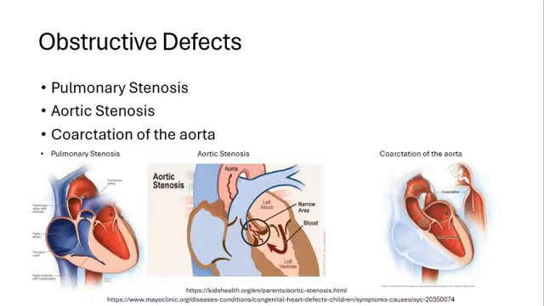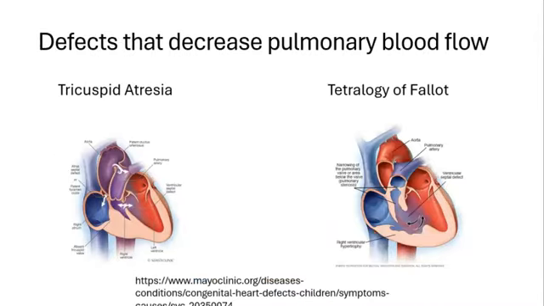Lastly, for an obstructive defect, we have coarctation of the aorta. And you see the aorta is a pretty big vessel. And if you have a coarctation, it's a narrowing of that big aorta. And blood can't flow as well to the lower body because of it. So what we'll see in these patients is high BP in the arms because the blood is able to go out to the arms above that obstructive site, and then low BP in the legs as well as weak femoral pulses.